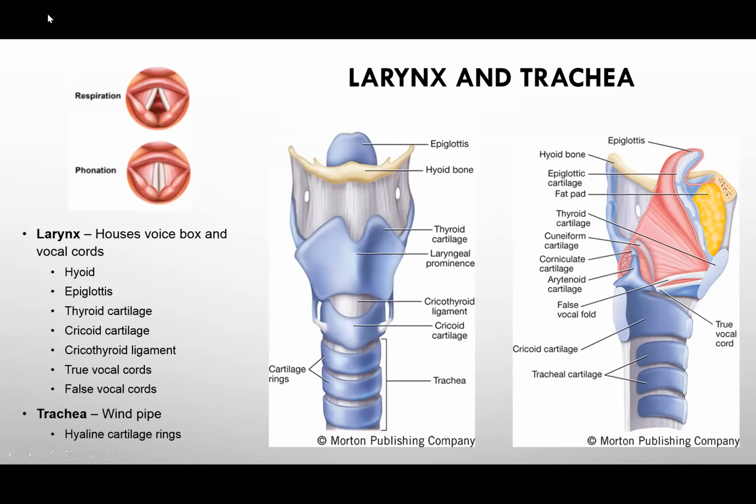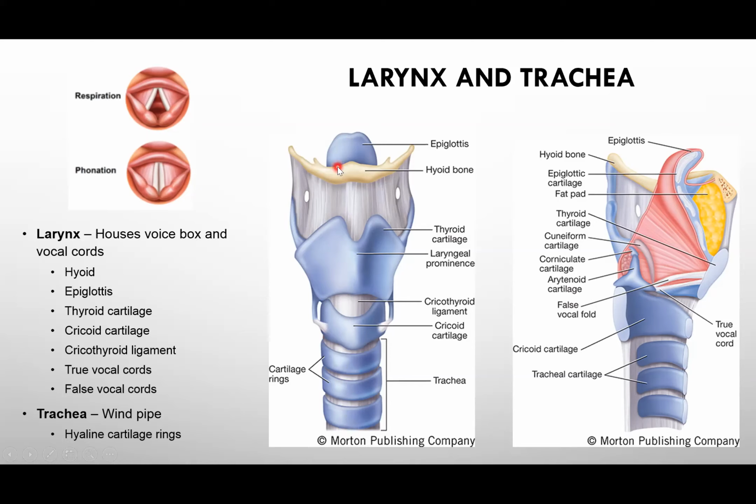So as we are talking about the laryngopharynx, that brings us down to the larynx and the trachea. The larynx is the location that houses the voice box and our vocal cords. I just showed you on the last slide the epiglottis, and the structure folds over to block the food from going down the windpipe. The trachea is considered our windpipe.